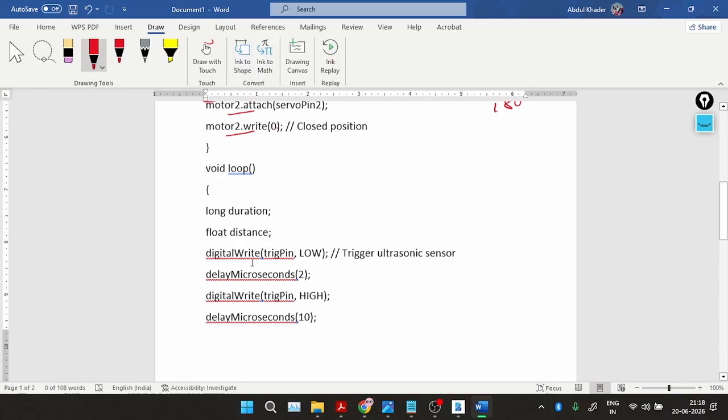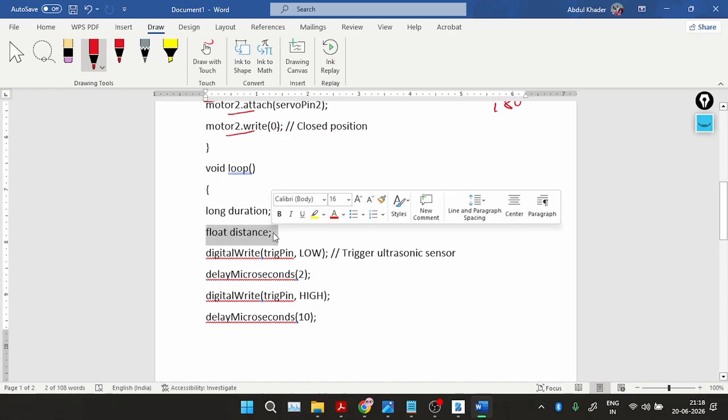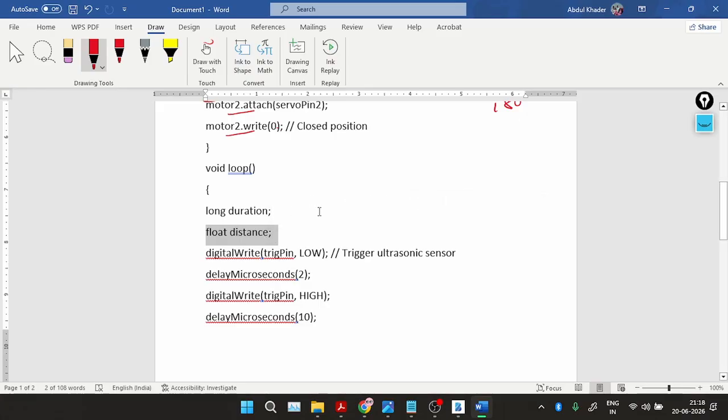Now see, in the loop function, first of all, I'm going to define two different variables, the distance variable and the duration variable. The distance variable, as the name itself defines, is to calculate the distance of the object from the ultrasonic sensor, and the duration is of course for the time. My idea is, I definitely know the speed, and I know the duration.